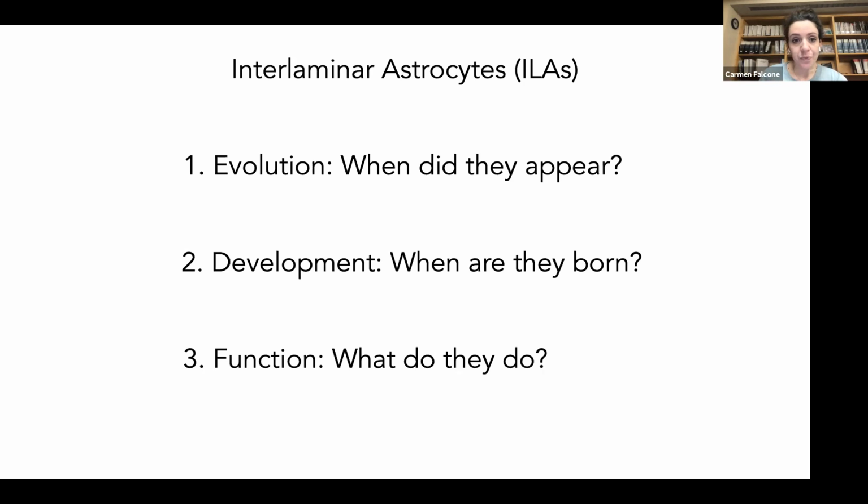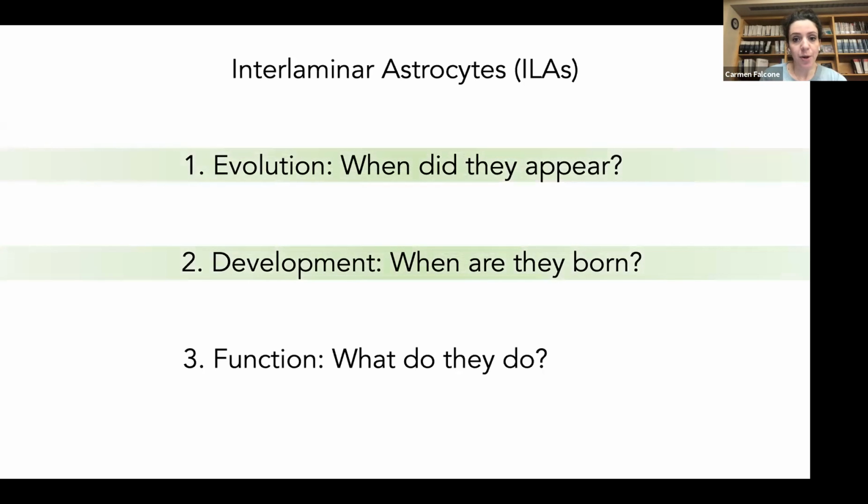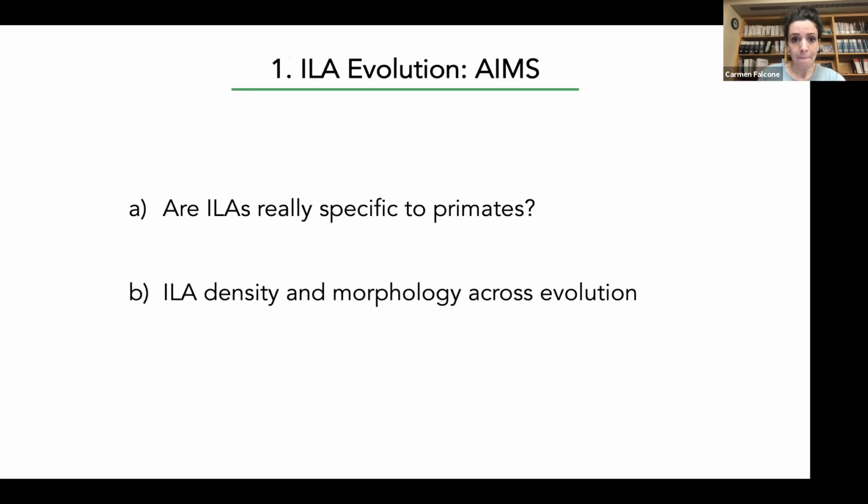What is their function? So I'll tell you today, we were able to answer most of the first two questions, and we're working right now on the function, actually. So I'll tell you also something more about the most recent results that we're getting on the function.